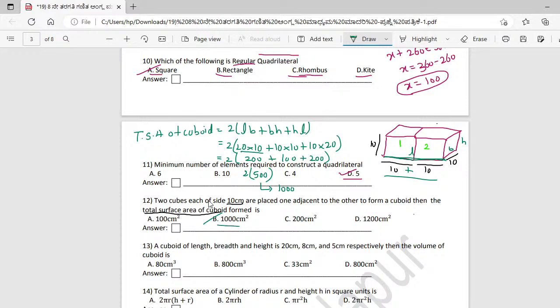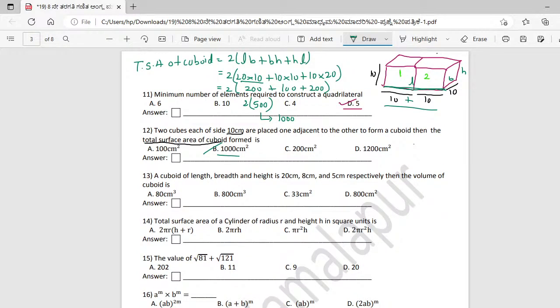I'm not erasing any solution so that you can copy it. I just scroll it a bit down so that we can go with the 13th one. So 13th one. A cuboid of length, breadth and height is 20, 8, 5 respectively. Then the volume of cuboid is what? Volume of cuboid they're asking you to find out.